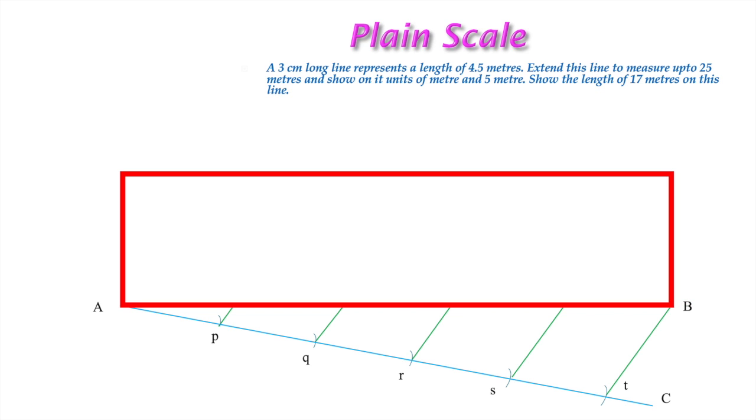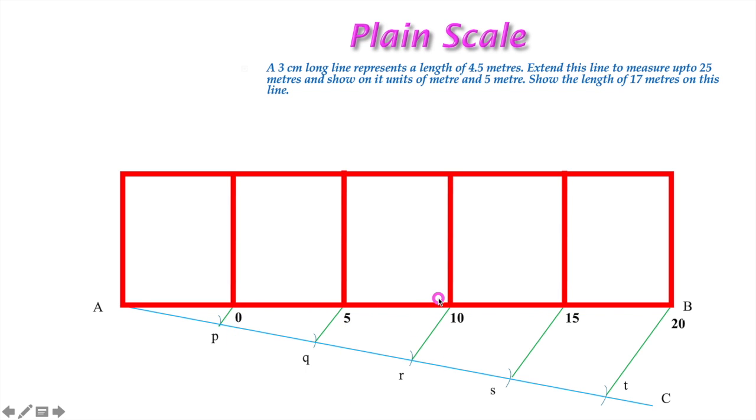Anyhow, if we need to divide it into 10 divisions, then we have to divide this line AC into 10 equal parts, and we will follow the same method. Okay, now from all these points, draw the vertical lines, and as the total 25 meter length is this, and we have divided it into 5 divisions, each division is 5 meters.